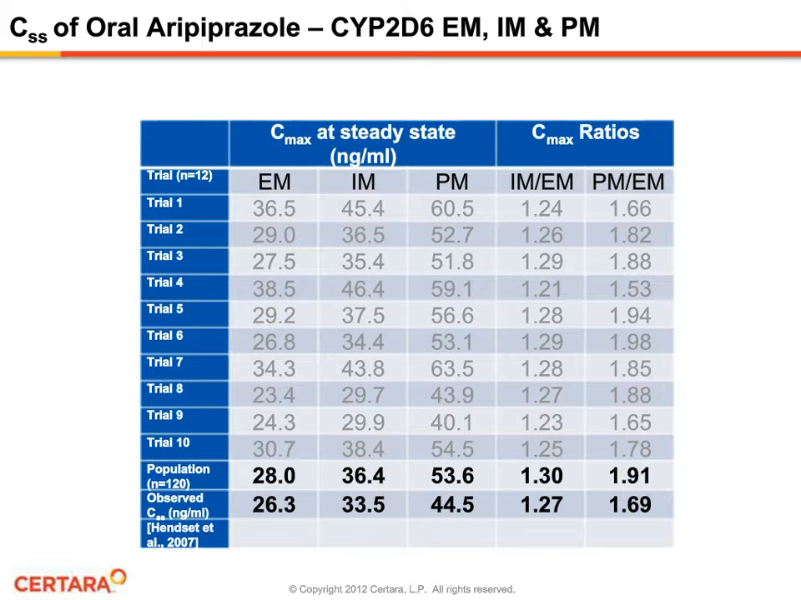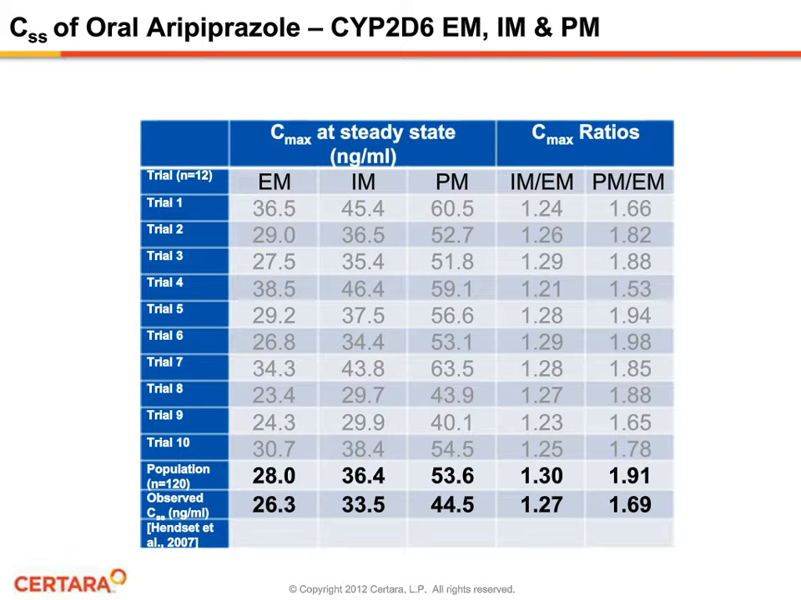Often we may have a clinical study in a 2D6 EM, but what we want to do is maybe project to IMs and PMs and avoid those more complex clinical studies where we have to do the intense screening and genotyping to ensure that we get these individuals. So here you can see that these are just the different trials for EMs, IMs, and PM subjects.